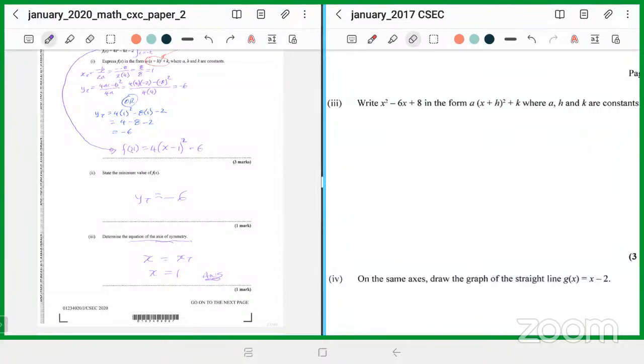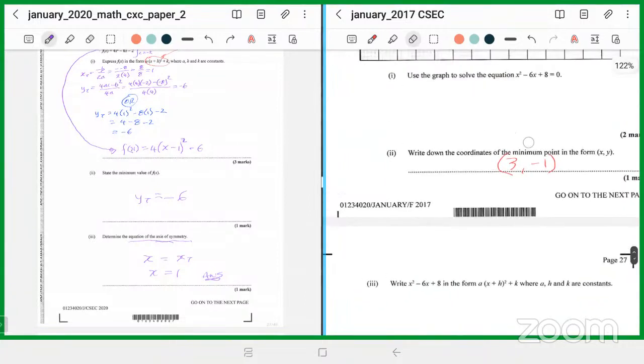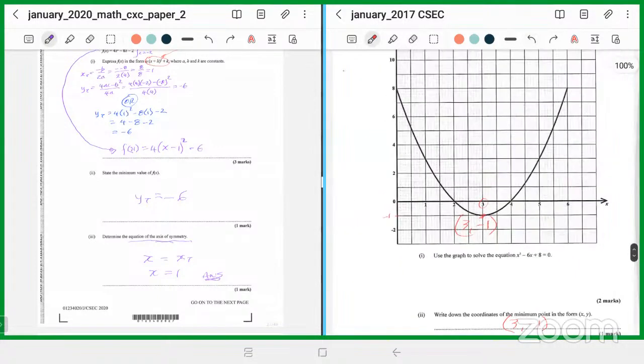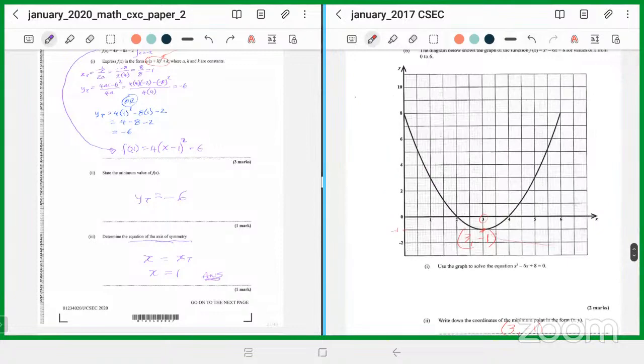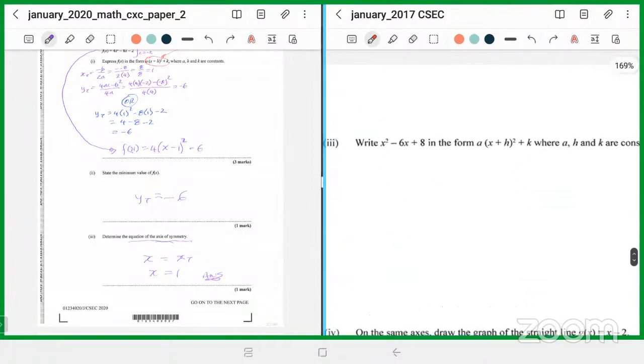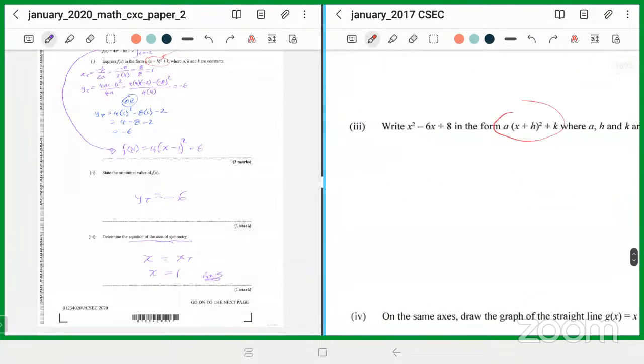I know the minimum point is (3, -1) right here. I see it on the graph. I have the graph. This time I'm working backwards. I can see the graph. The minimum point is (3, -1). Do I need to go through the process of completing the square using the formulae and stuff? Somebody tell me. I don't need to do it. Why don't I need to do it?